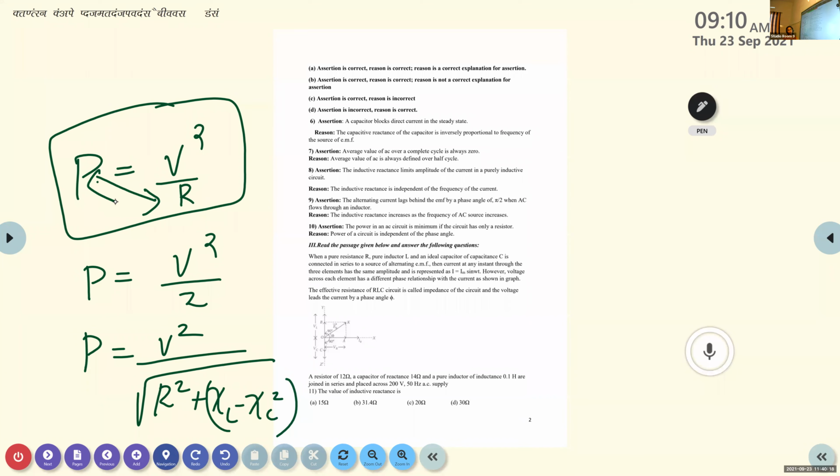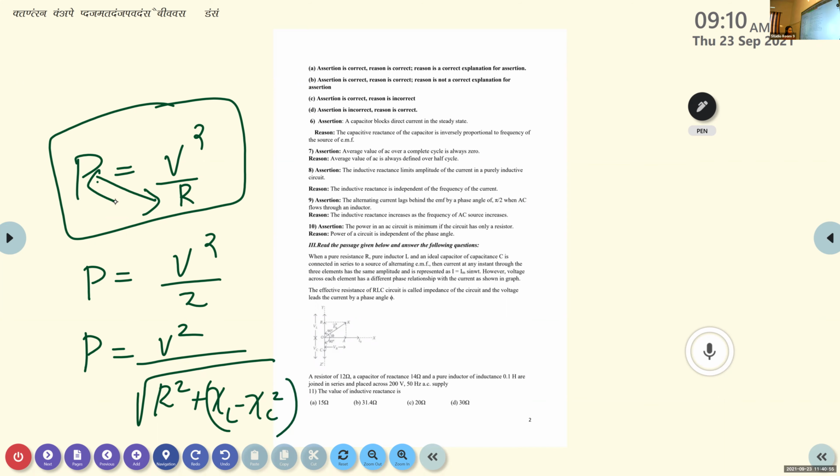If all the three components are present, they offer their own resistance. Then what about the power? Power is inversely proportional to resistance. Does the power increase or decrease, Nandana? Decrease. Power decreases. If all the three components are present, the resistance offered by the entire circuit will be high. So as a result, the power offered by the circuit will decrease.